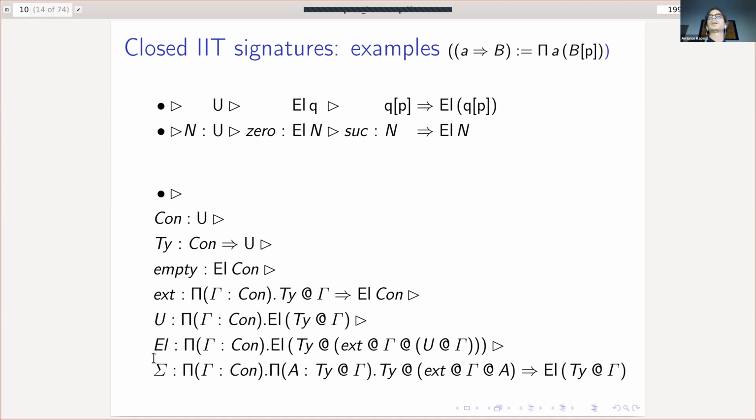So this is a fragment of the previous contexts and types example without the equality constructor. So I can use the same function space that I use to describe the successor constructor here to describe the indexing of types. So for each context, I get a u, I get a type, then I have the empty context where I need to write EL, and then this is the application operator that I use.